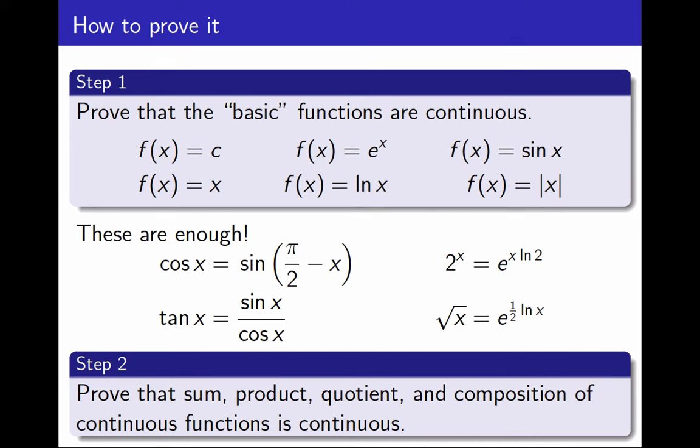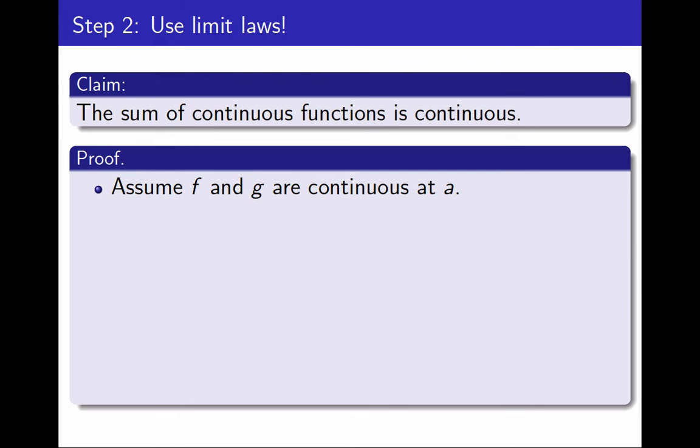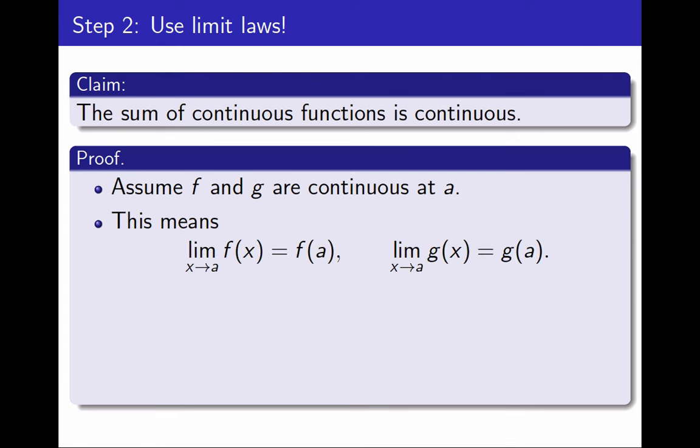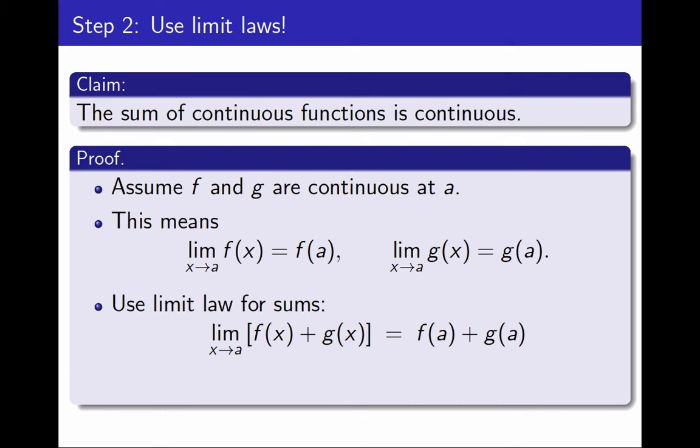For example, I will prove that the sum of continuous functions is continuous. Let f and g be 2 continuous functions at a. By definition, that means that their limits as x approaches a are simply f of a and g of a. Then the limit law for sums tells me that the limit of f plus g will be the sum of the limits, f of a plus g of a. But by definition, this means that f plus g is continuous at a, and that completes the proof. That's it. That was easy.